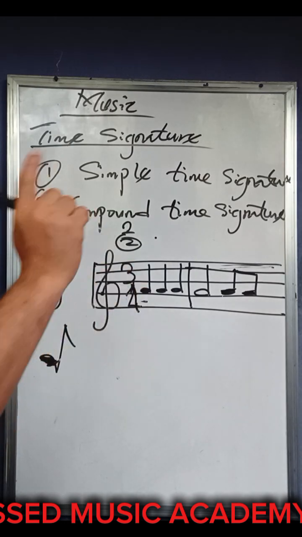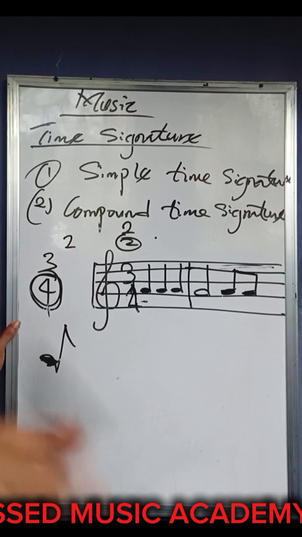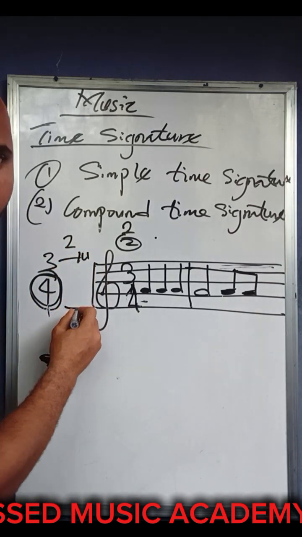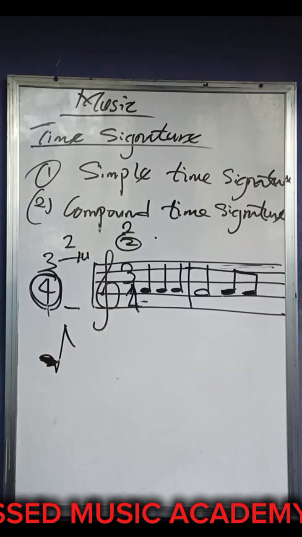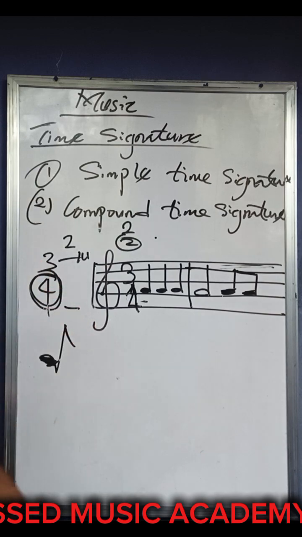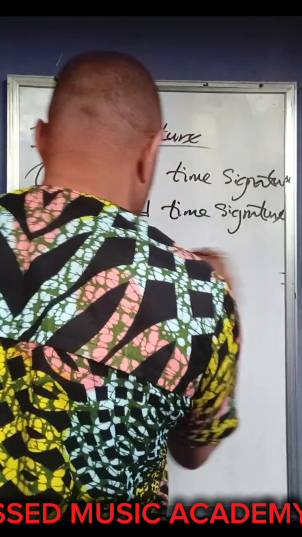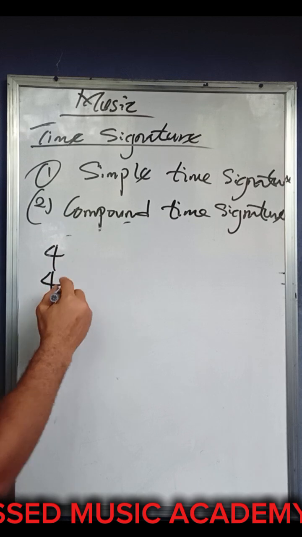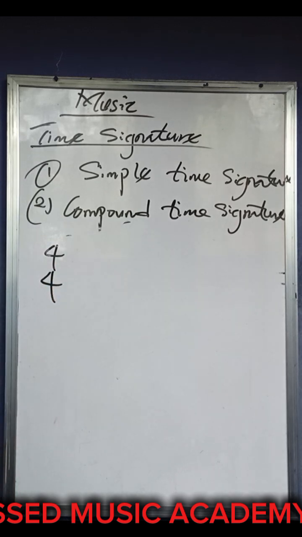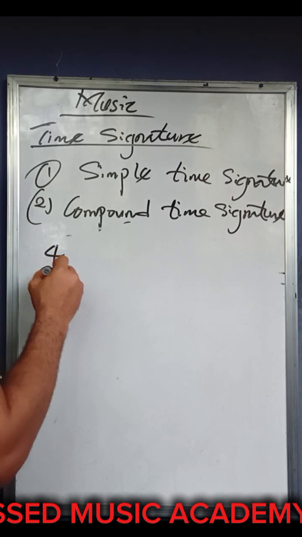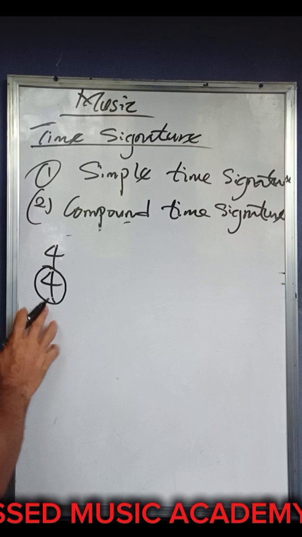Okay, so 3 4 means 3 crochet beats in a bar. This one tells you the number of beats. This tells you the type of song or the type of beat that should be used, rather. All right, so this is 3/4. Now 4/4. 4/4 is still the same thing. Remember, the denominator, the lower figure, will tell you the type of song. Okay, so this is a crochet song, because my denominator is 4. So it's a crochet song.